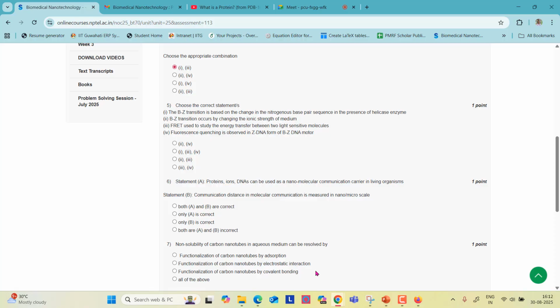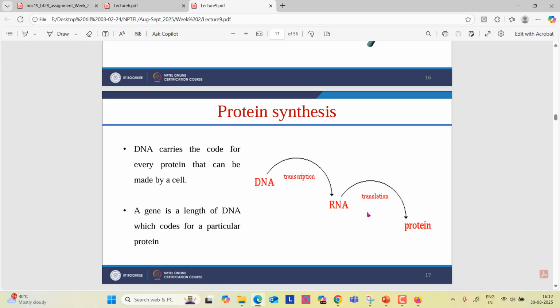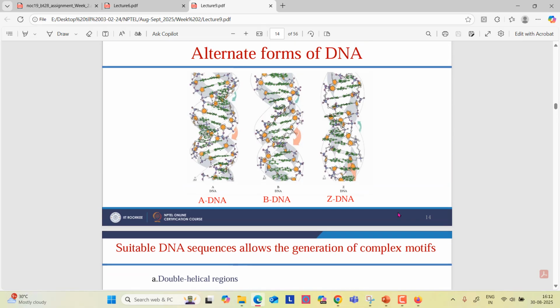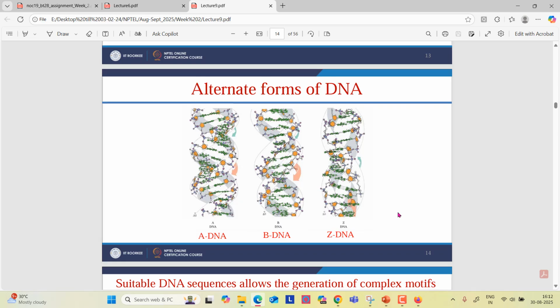BZ transition occurs by changing the ionic strength of medium. BZ transition is based on the change in nitrogenous base pair sequence in the presence of helicase enzyme. Why do you think that 1 and 2 are not correct? Usually, should it be helicase, ma'am? That's what I want to know. For BZ enzyme, should it be helicase? Is it required?